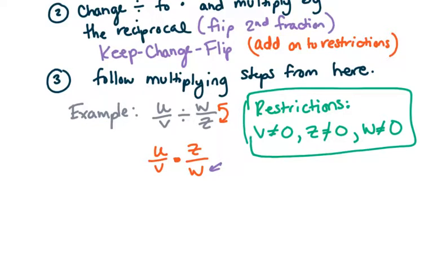And I can't cross anything out. I don't have anything in common on the top and on the bottom. So I'm just going to multiply straight across. This is UZ over VW.